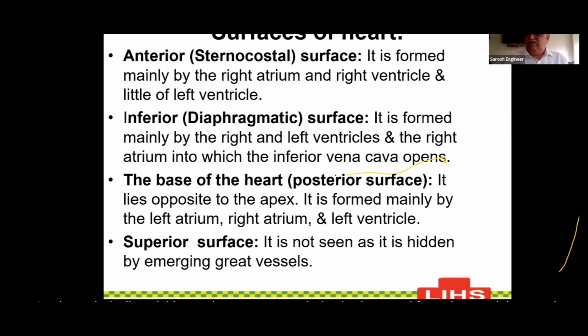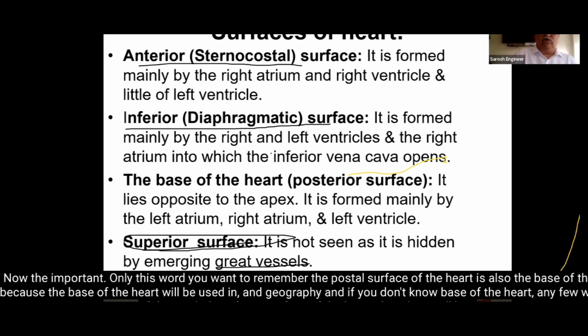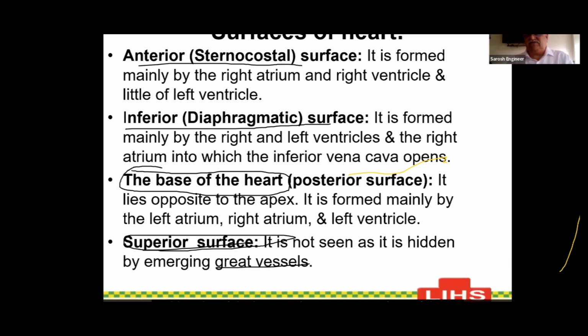So there is the anterior surface of the heart, which is also called sternocostal. Inferior is the diaphragmatic surface, where it is on the diaphragm. Superior surface, as I told you, is not seen because of the emerging great vessels. Now the important, only this word you have to remember. The posterior surface of the heart is also the base of the heart. Because the base of the heart will be used in angiography, and if you mix up base of the heart with inferior surface of the heart, then there'll be a problem. Base of the heart is the posterior surface of the heart.